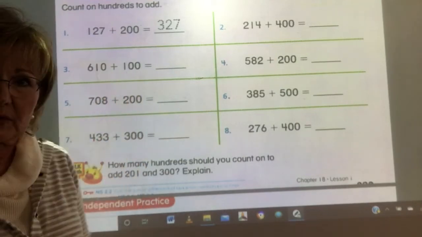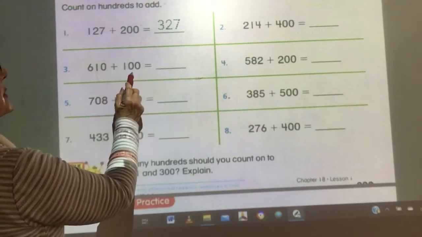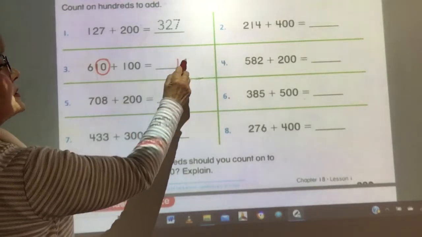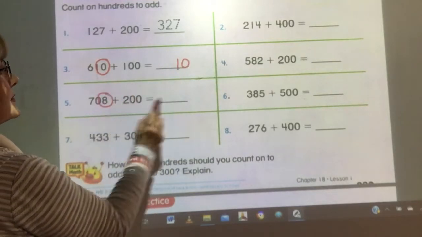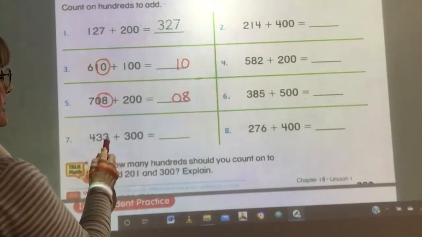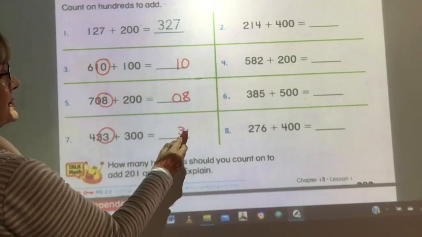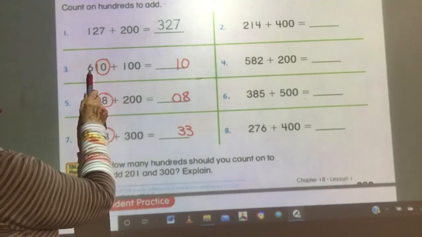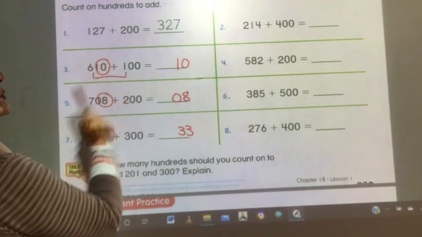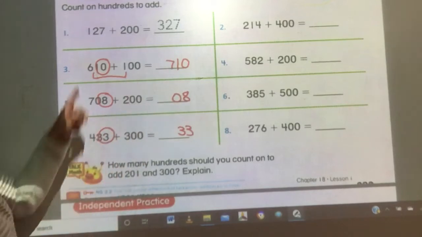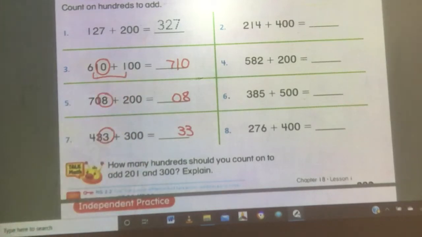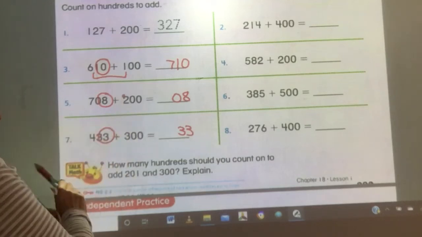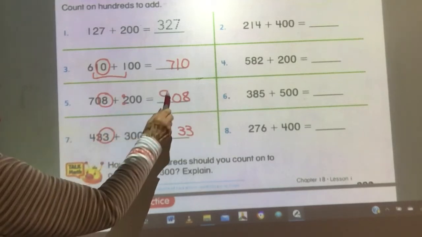I'll give you a little shortcut. I would just look here at the 10s and 1s and say, well, I know it's going to end in 10. I know this one is going to end in 08. I know this one's going to end in 33. So what you're counting is the hundreds. 610, 6 plus 1 is 7, right? 610, 710. How about this? 708, 808, 908.